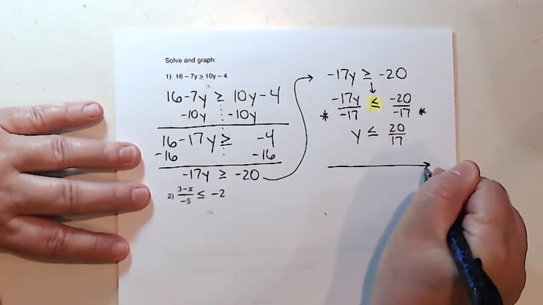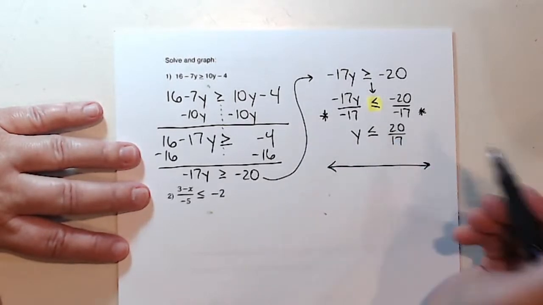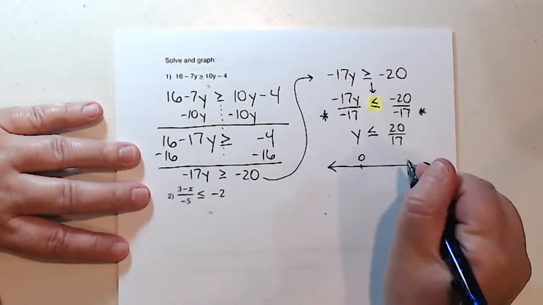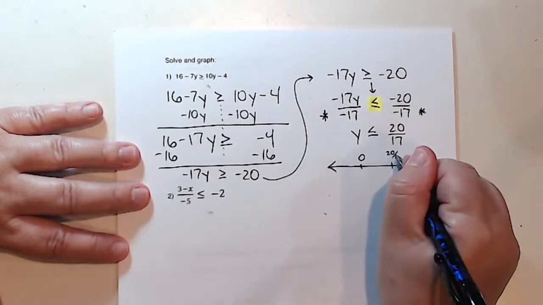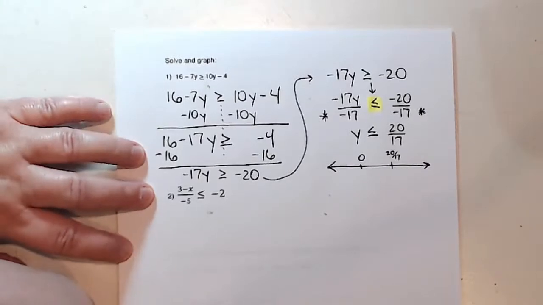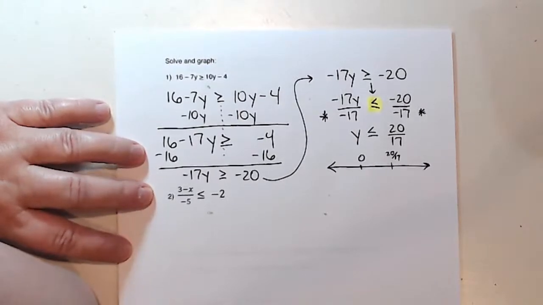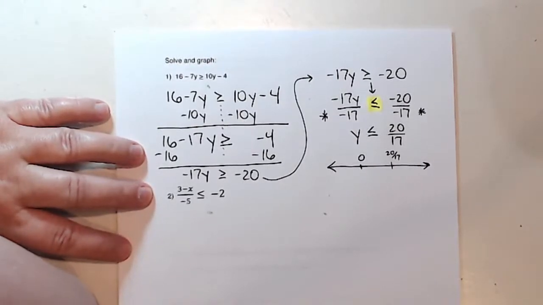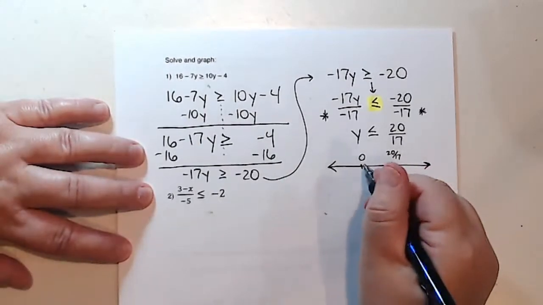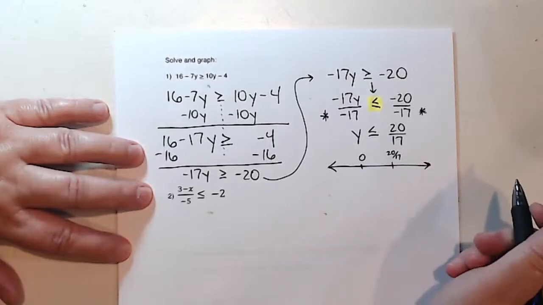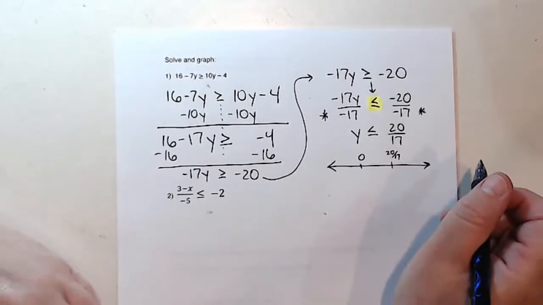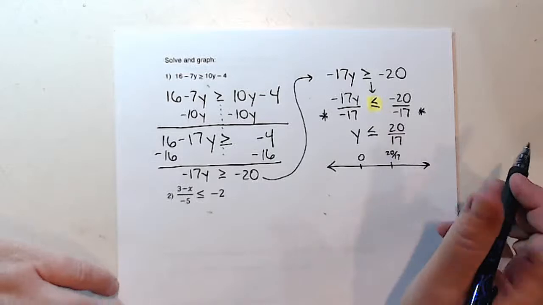Now, this problem asks us to graph. So 20/17 is positive. So I'm going to go ahead and just write 20/17. Now, this is the sort of thing I allow people to get away with, because I really don't see that there's a lot of good that comes out of making you go 1, 2, 3, 4, 5, 6, 7, 8, 9, 10, 11, 12, 13, 14, 15, 16, 17, except to prove that you can count.